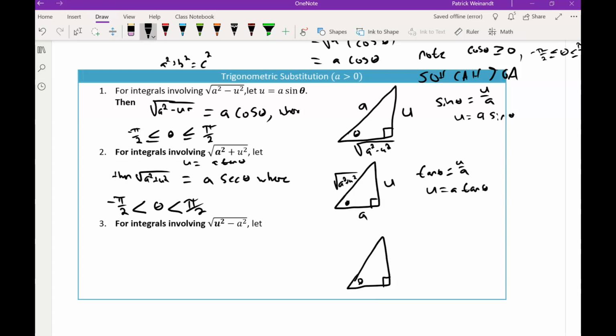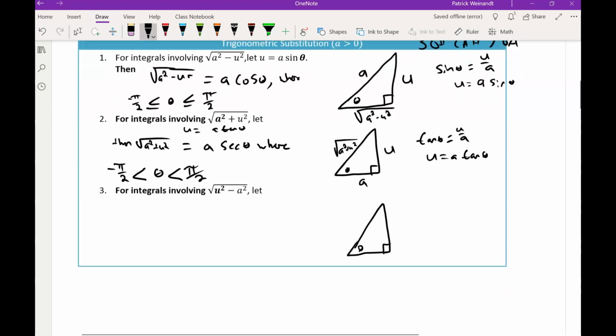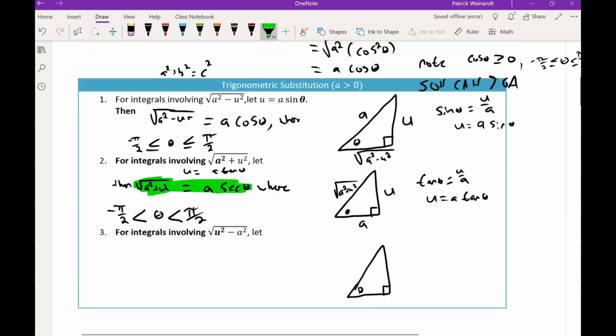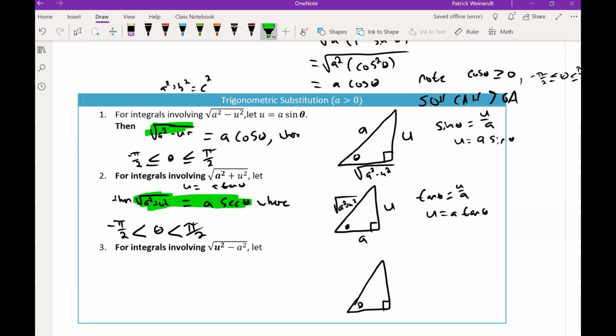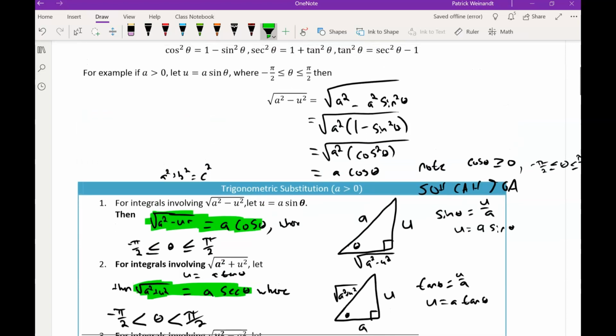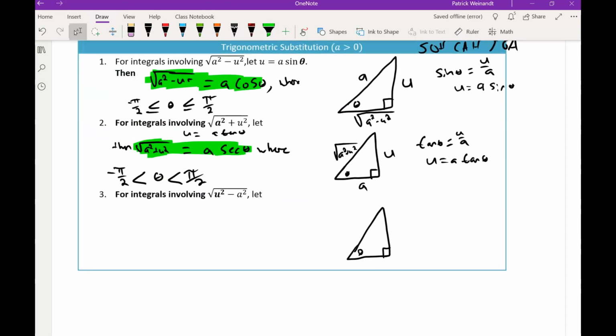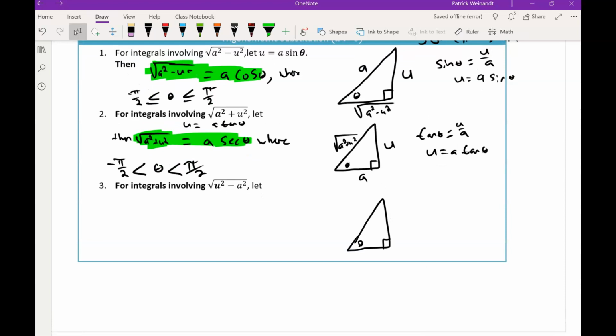Okay, so use these triangles, set them up, plug them in, and then these identities that I'm going to highlight here, you can look in your notes and just recognize what these are going to be. However, if you ever forget them, oh, the square root of a squared minus u squared should equal a cosine of theta, you can always just plug in your identity and then simplify by using some trig here. And you should end up with the same thing. So if you forget those, that's no big deal. It just saves you a little bit of time if you can remember them.